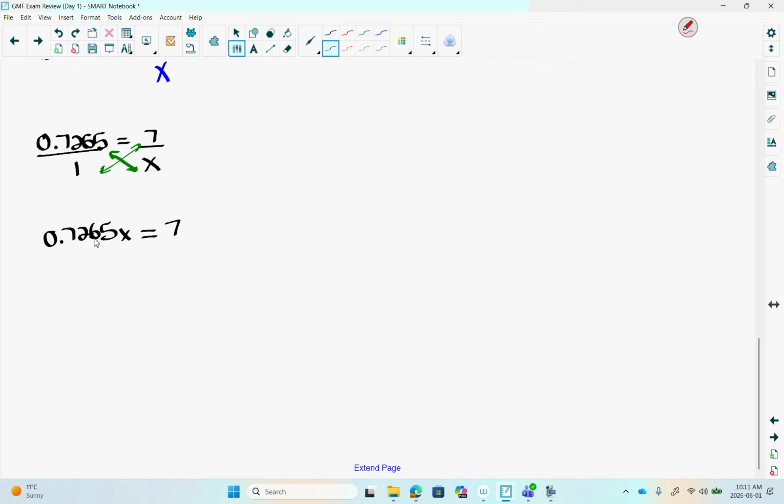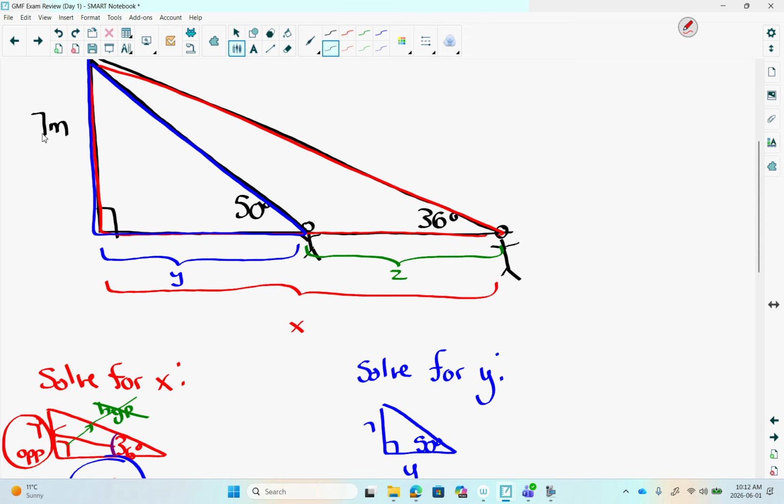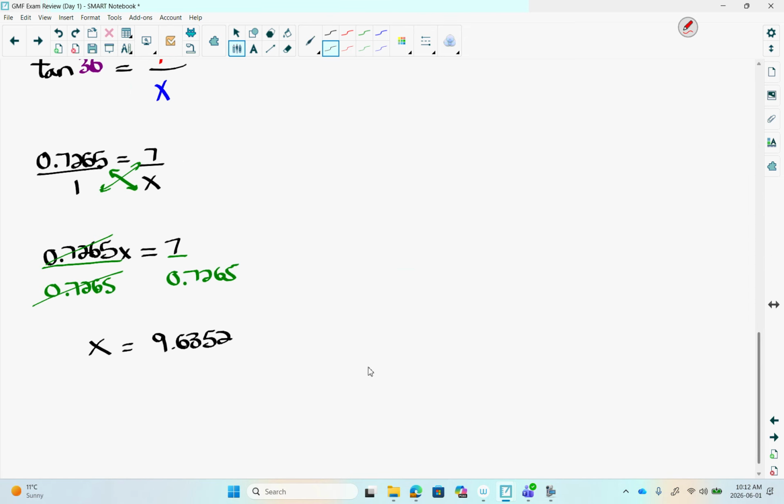I don't want to know what 0.7265 times x is. I just want 1x. I divide both sides by 0.7265. Whatever you do to the left, you do to the right. Those would go away. It would leave an x on the left. 7 divided by 0.7265 equals 9.6352. And what would the units on that be? It's meters. It's the same as this distance. So that's the total distance out to the second, or the farthest, swimmer.